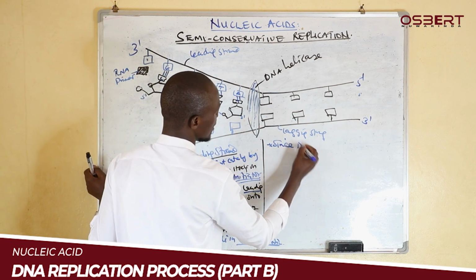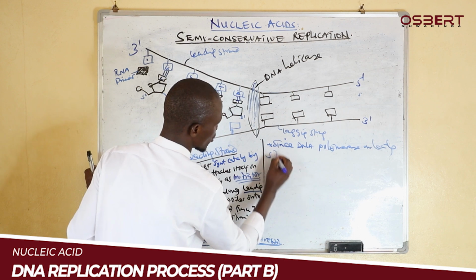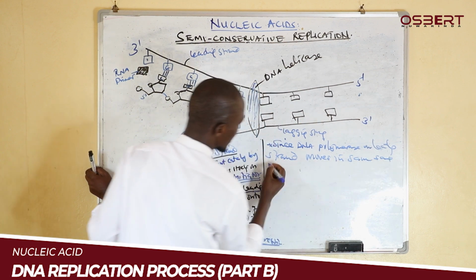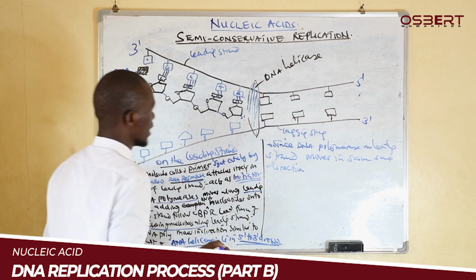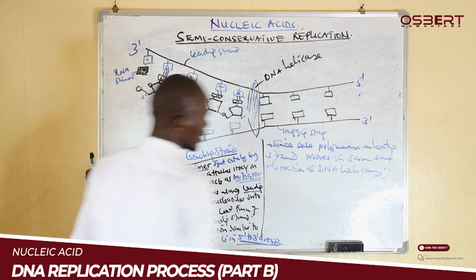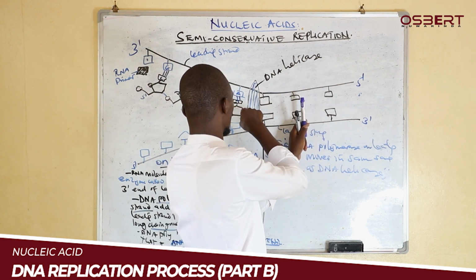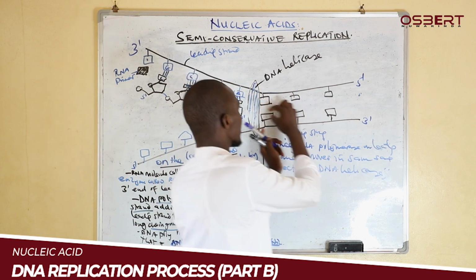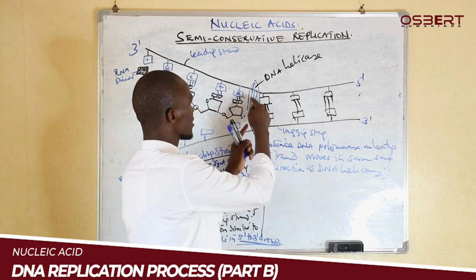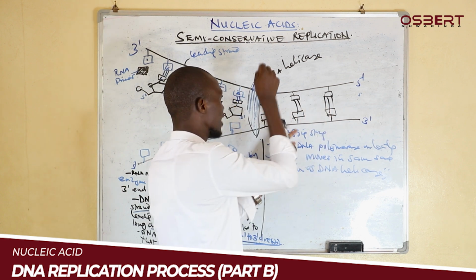So here we say that since the DNA polymerase on the leading strand moves in the same direction as DNA helicase, what does that mean? It means that the more this one opens, the more the DNA polymerase will be just behind there. The more this DNA helicase unzips these nucleotides, the more the DNA polymerase will just be following here, adding nucleotides.